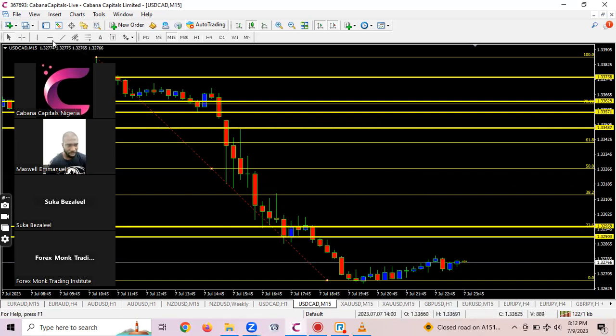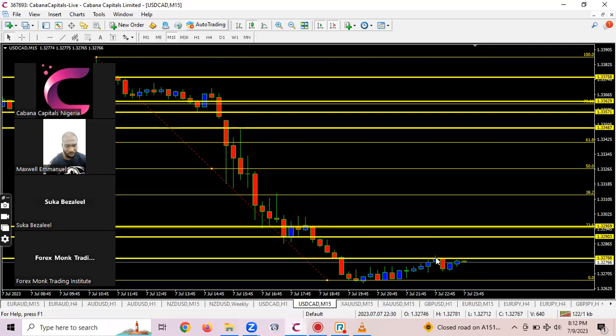If a 4-hour candle closes above this resistance, I would buy. So it's either a 4-hour candle closes above this level or a 15 minute candle closes above this zone. That's when I will consider buying on USD CAD. And my target will be this level. I hope that is clear.